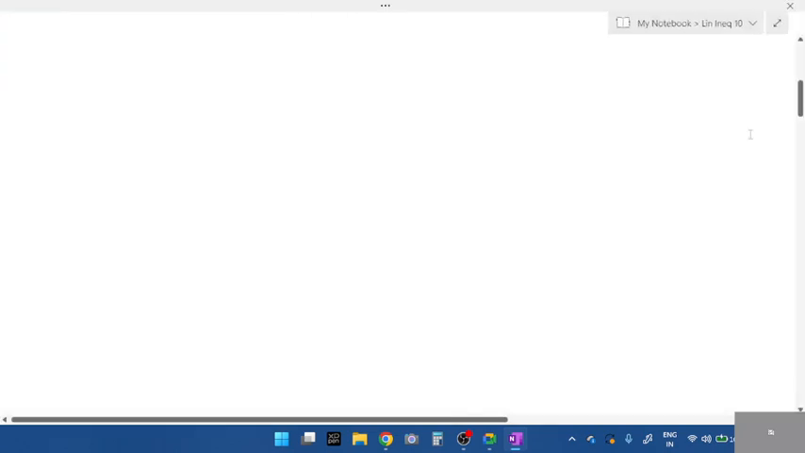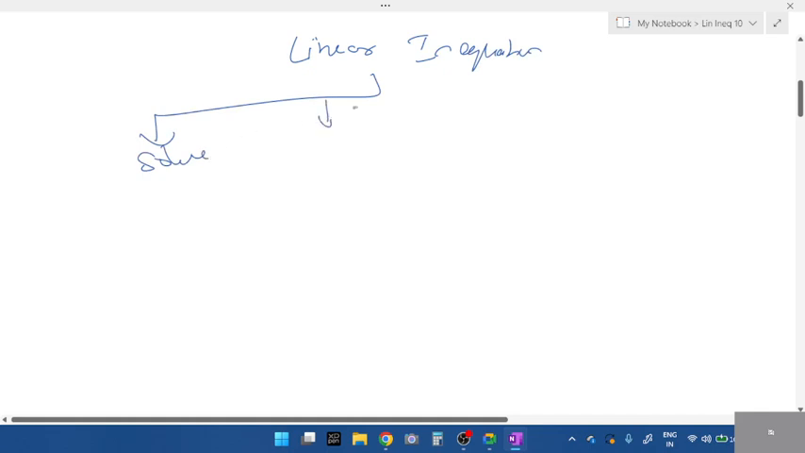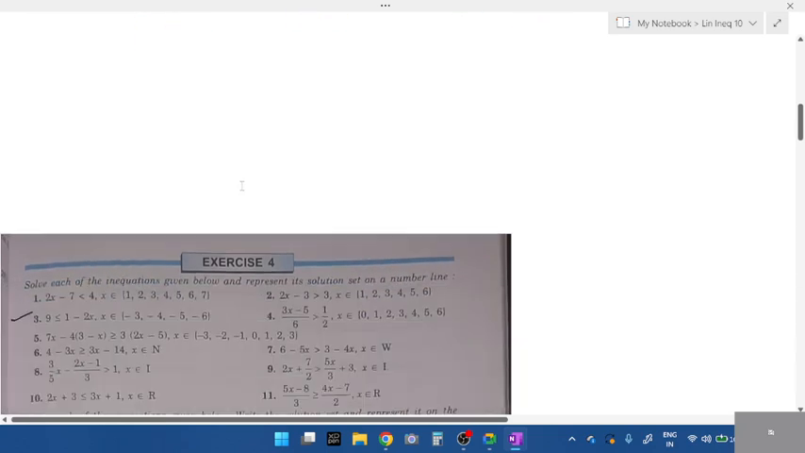Okay. What are the three things I told you, students, in linear inequation? What are the three things we need? They'll tell you to solve. They'll give you a question. You have to solve that and you need to find the solution set and the number line. You have to plot it on the number line. And all the rules I had explained. Okay, solve, solution set and number line.